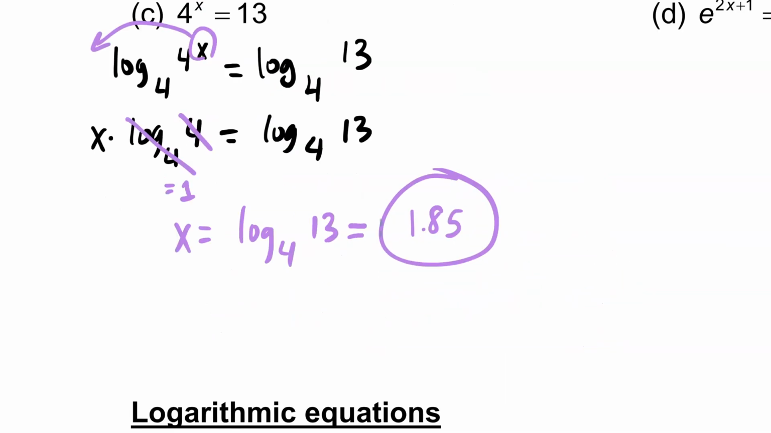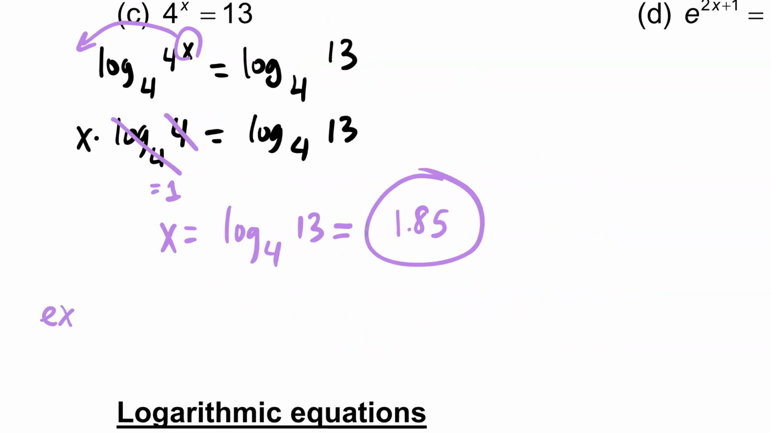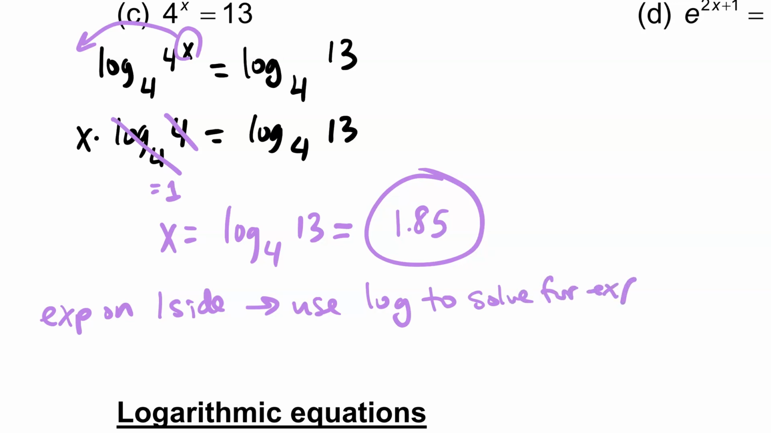So let me just clarify, right? You have an exponential on one side. You've got to use log to solve for the exponent. So normally this is a change of base. But lucky you, you have it in the Nspire and you can just plug it straight in. One less thing for you to have to know. Okay. Next one.